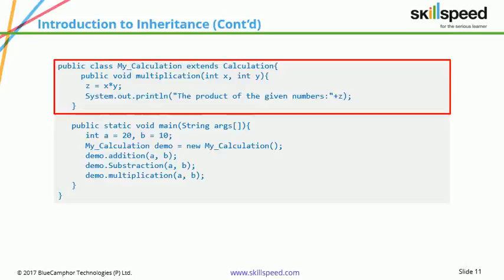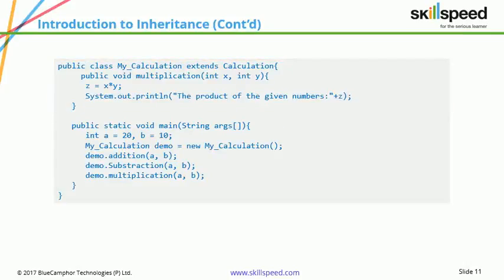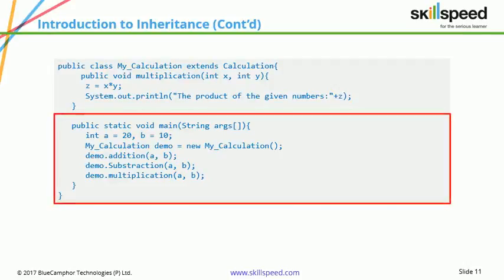In the next statement I am printing the product of those two numbers, or the multiplication value of those two numbers. Finally, I have the public static void main in the MyCalculation class, in which I am assigning the value for a and b variables, and I am creating an object for the MyCalculation class. Remember, not for the Calculation class, for the MyCalculation class. MyCalculation demo equals new MyCalculation.